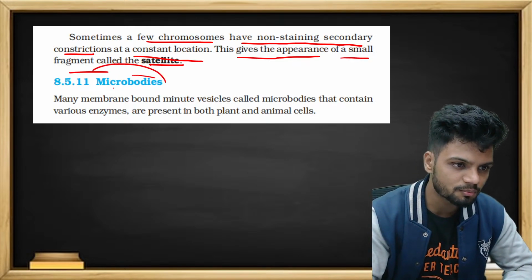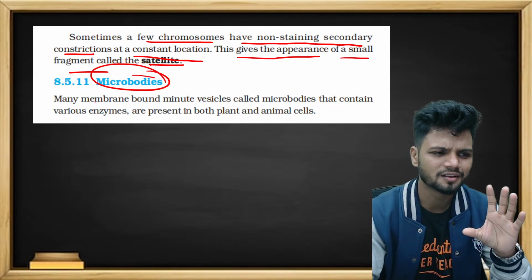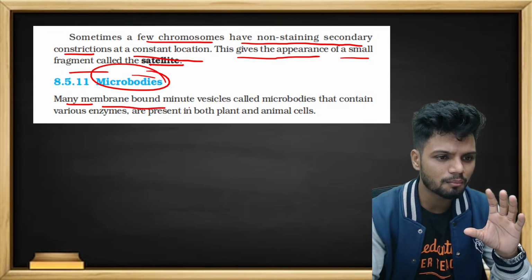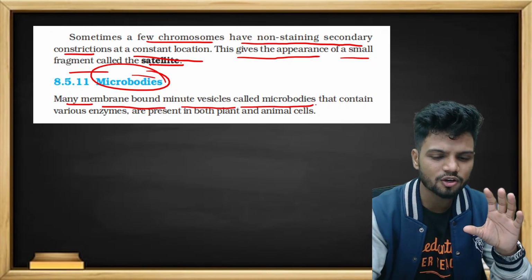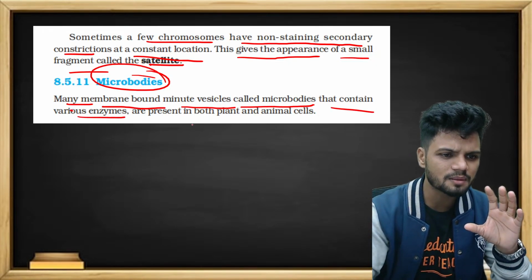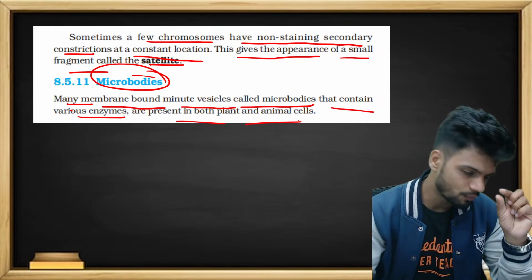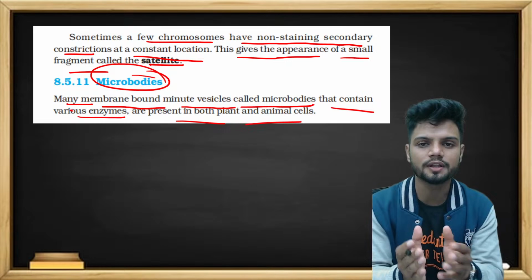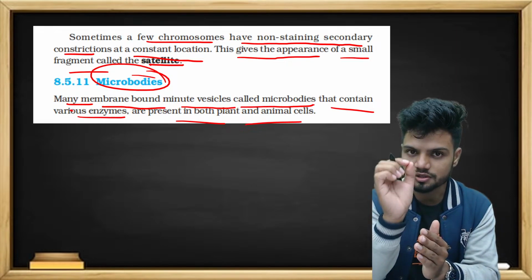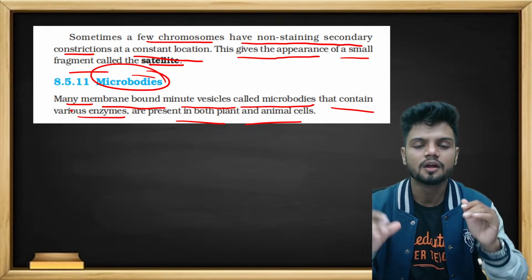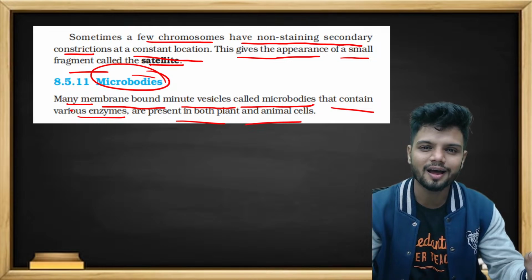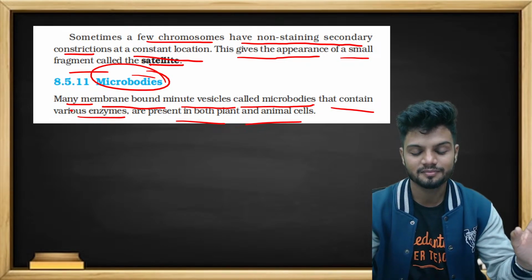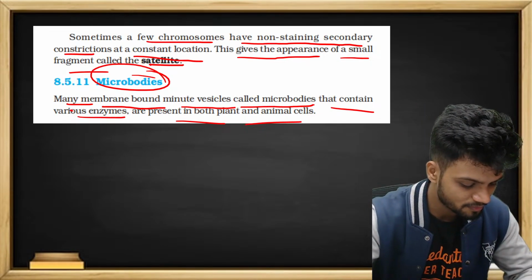Last concept is called microbodies. Very easy to understand. Many membrane-bound minute vesicles called microbodies that contain various enzymes are present in both plants and animals. Small vesicles which have enzymes. Micro means small bodies, small structures with a lot of enzymes in them, found in both plants and animals. That's the end of the class, students.